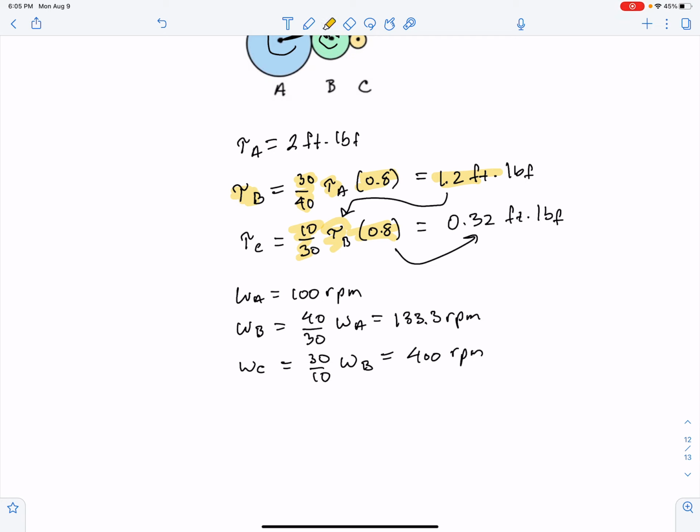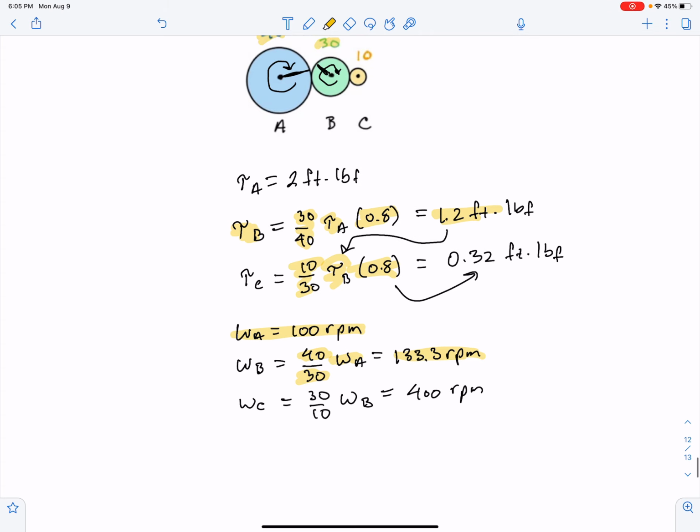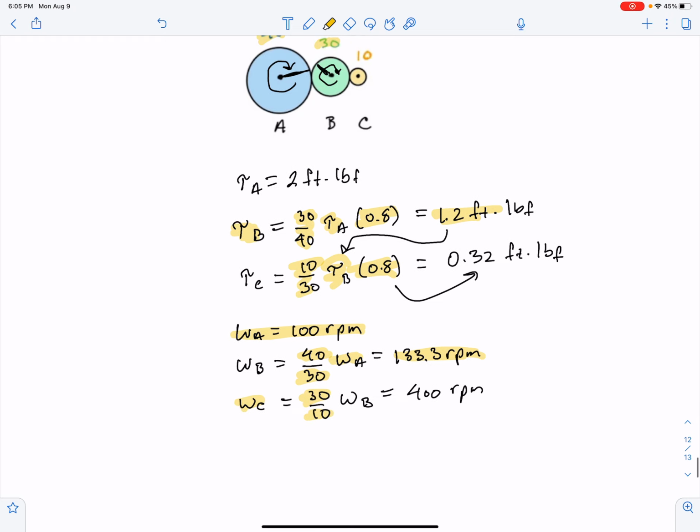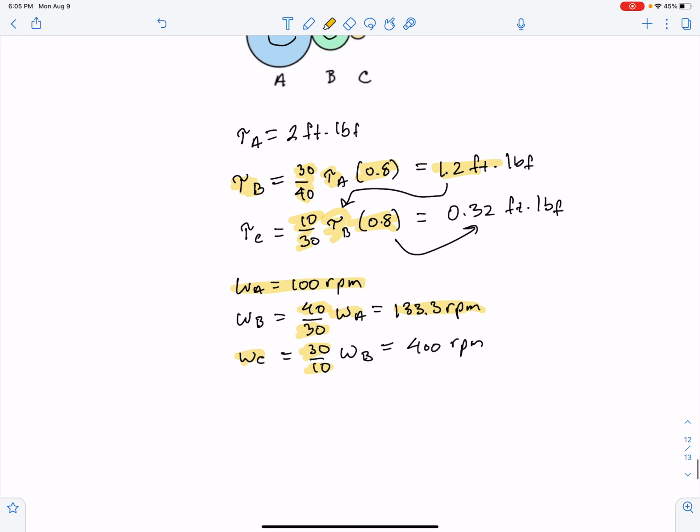All right, so let's go through the speed calculations. If we start at a speed of 100 RPMs, we know if we have a bigger gear driving a smaller gear, it's going to result in an increase in speed. So we take 40/30 times omega A, and we see that the RPM has increased. Same thing happens on the next gear. We have a bigger gear driving a smaller gear, which will result in an increase in speed. So omega C is 30/10 times omega B, and so our final speed here is 400 RPM.